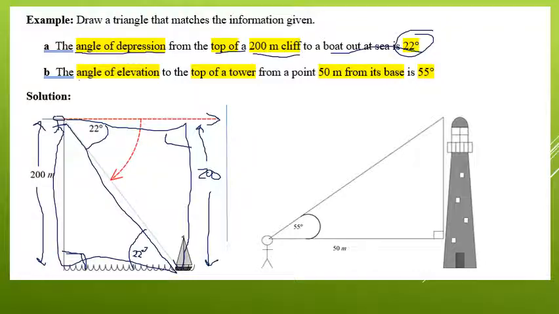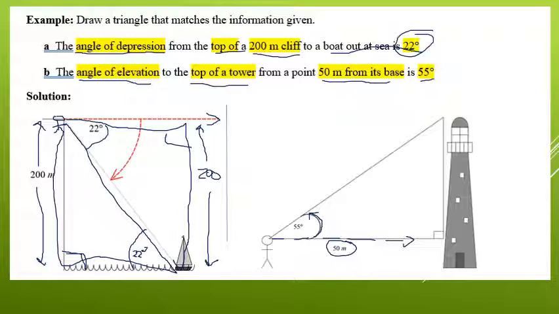Part B says the angle of elevation to the top of a tower 50 metres from its base is 55 degrees. So for the angle of elevation, the person looks out horizontally first, and then goes up until it's 55 degrees to the top of the tower, and you're told the length from the base of the tower is 50 metres. So there's my right angle triangle drawn there for me.